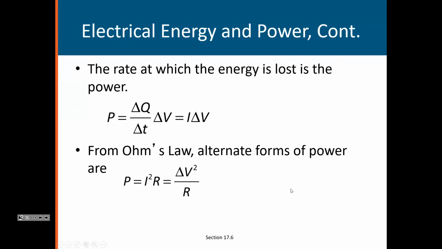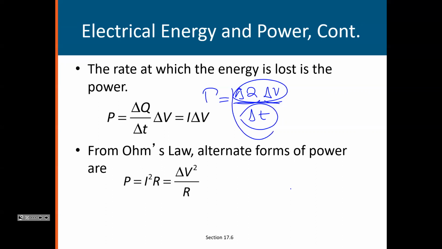So energy is delta Q delta V. If the delta Q travels across a potential difference of delta V, the potential energy change is given by that. So that is the energy delivered. Divide by time and that will give you the power. That's the definition of power: energy divided by time. Now if I group this delta Q and delta T together, do you recognize this? That is a rate of flow of charges.